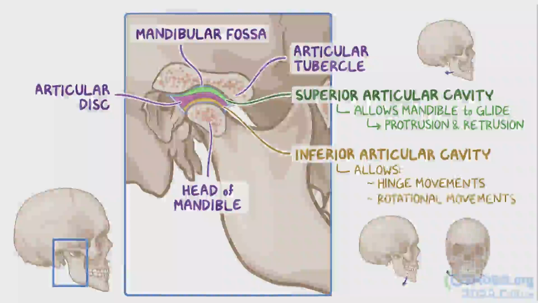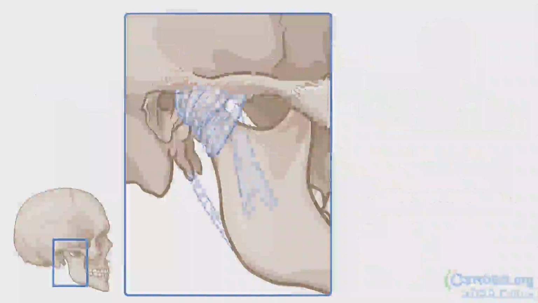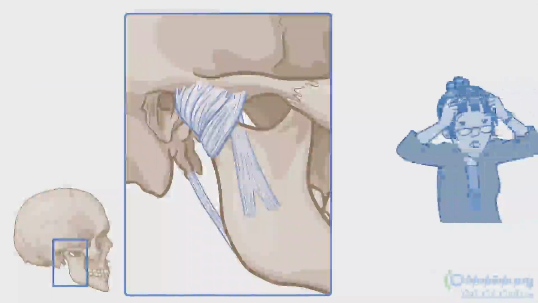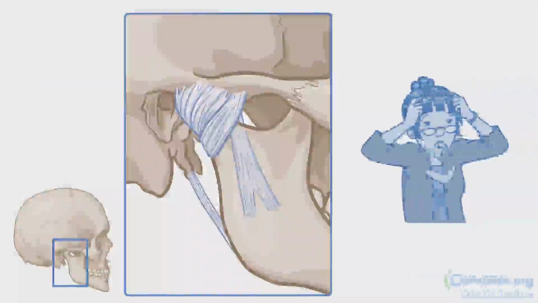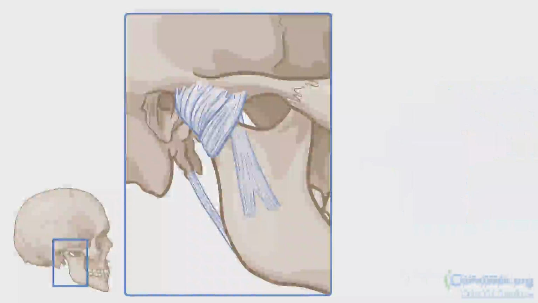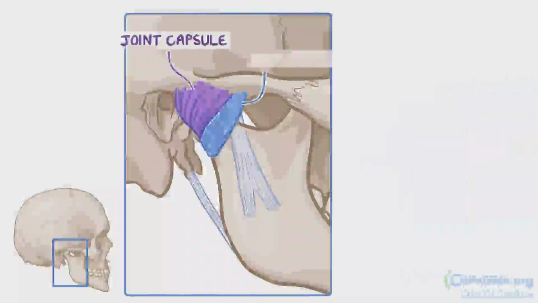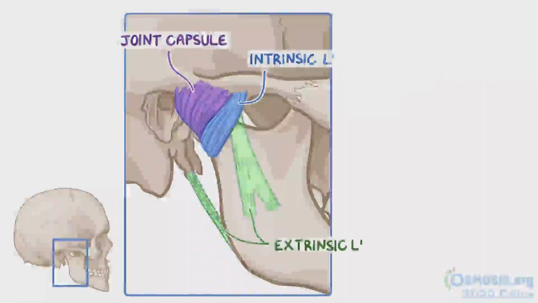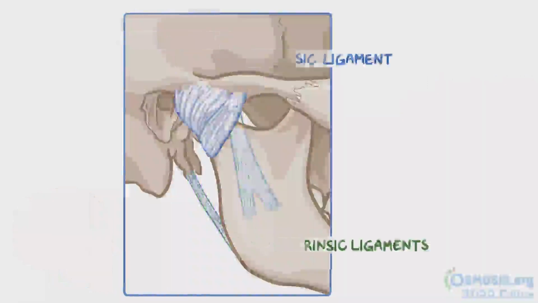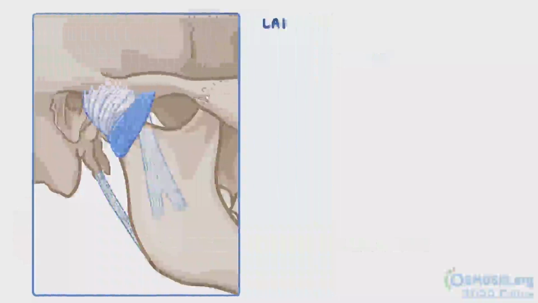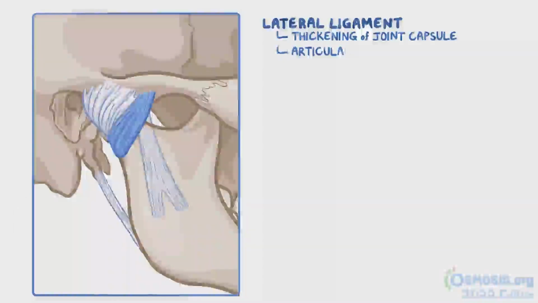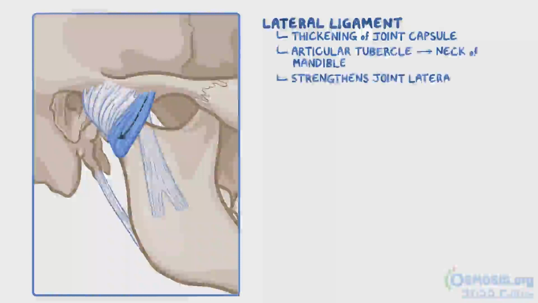With all of these movements at the temporomandibular joint, there needs to be strong surrounding support so it doesn't become dislocated. This is where ligaments come in handy. The temporomandibular joint is enveloped by the joint capsule and strengthened by 1 intrinsic and 2 extrinsic ligaments. The intrinsic ligament, called the lateral ligament, is a thickening of the joint capsule and extends from the articular tubercle to the neck of the mandible. It strengthens the joint laterally and helps prevent posterior dislocation.